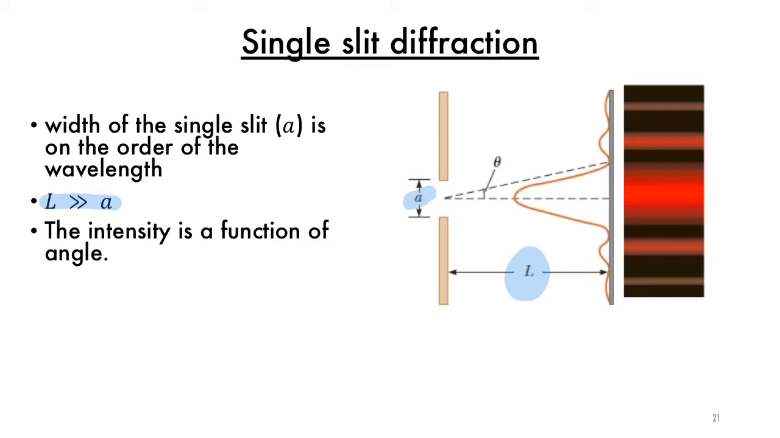The intensity is a function of angle. If we increase the angle, we can see that the intensity is decreasing. Let me show it on the screen. If you want to get the intensity at this point, we can see that the angle is getting greater in size. So the more the angle, the less the intensity.